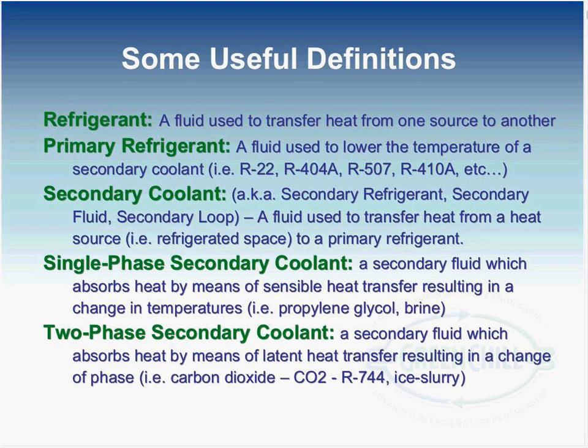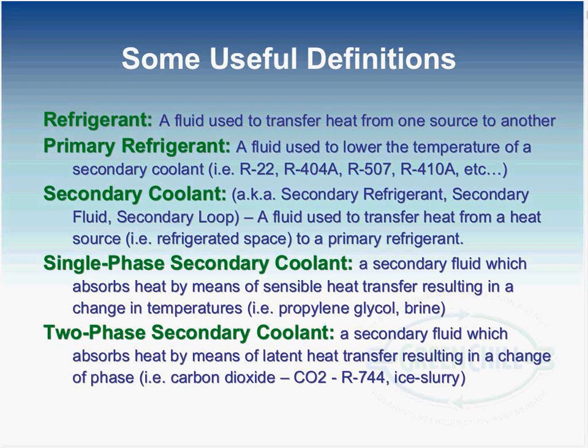So what about CO2 as a secondary coolant, which creates the need to explain a little bit about primary and secondary. Refrigerant, remember, is the fluid used to transfer heat from one source to another. Primary refrigerant is the refrigerants that we all use today in DX systems, like 404, 507, and R22. A secondary coolant is used as a fluid to transfer heat from, say, a refrigerated space or display case back to the primary refrigerant. Secondary coolant systems are commonplace on the medium temp side using single phase fluid.